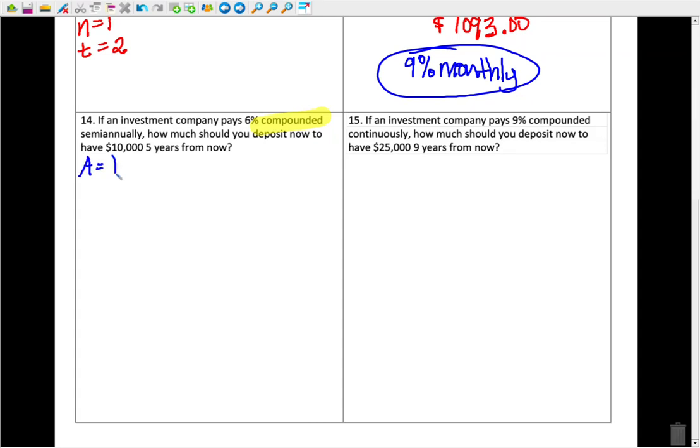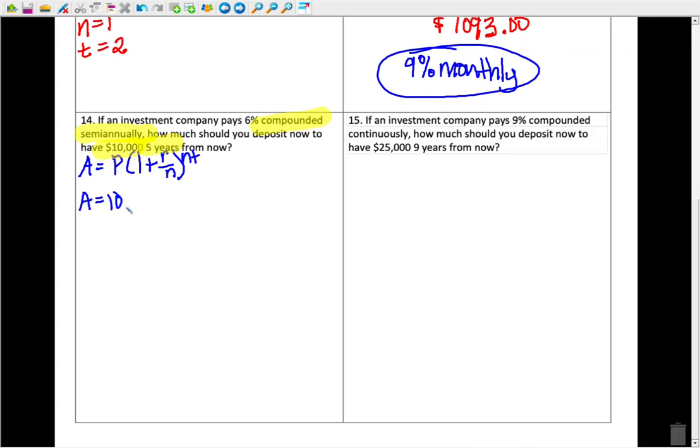A equals your principal times 1 plus rate to the n times t. But what's different this time is it's giving you the percent rate. It's telling you that you have a number of times compounded semi-annually, but it's not telling you how much you are going to deposit. It's asking you what you're going to deposit to have an amount of $10,000 5 years from now. So in this case, if we're being told what we want to have, they're giving you the amount. They're giving you the A.